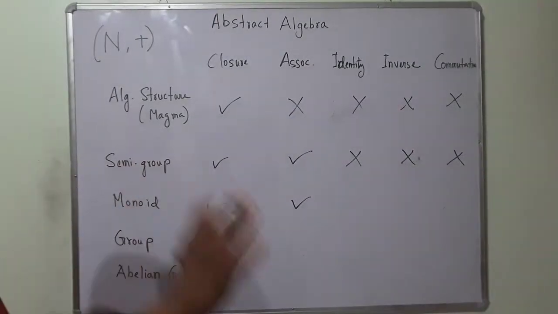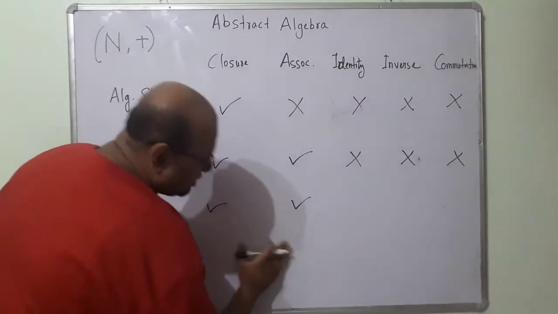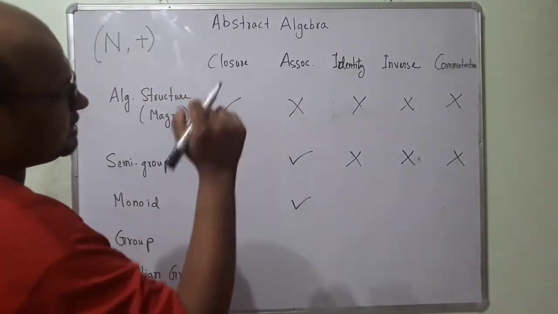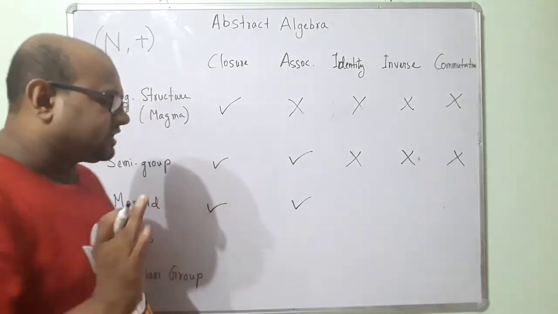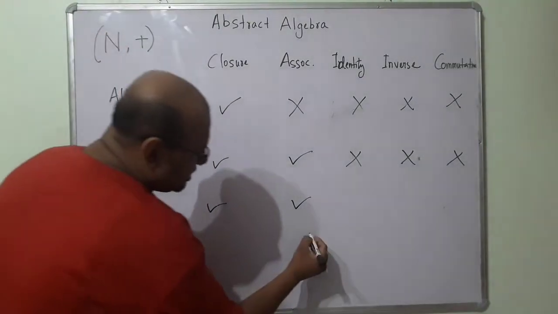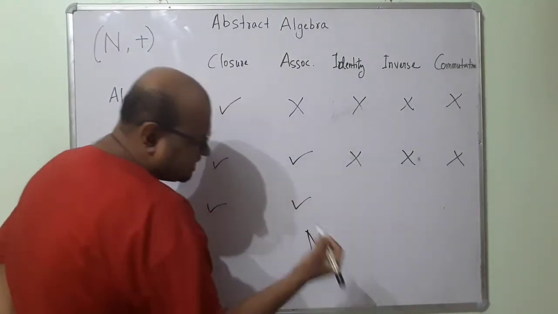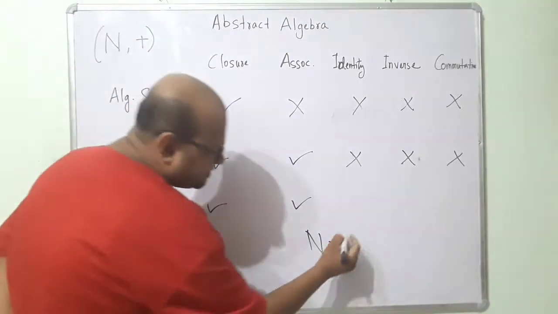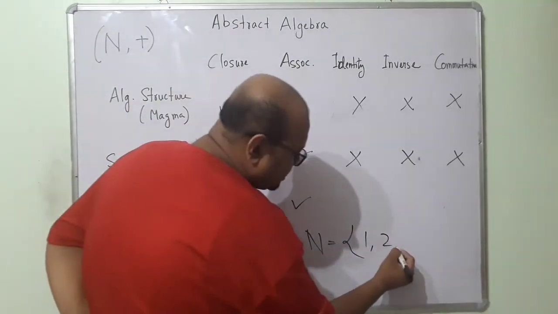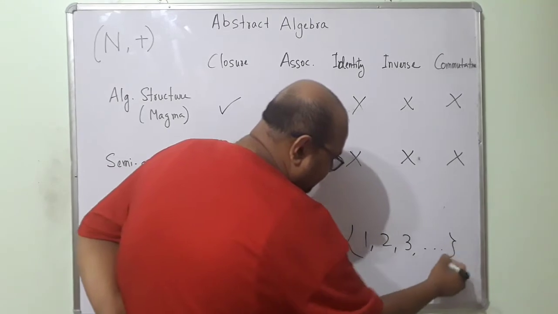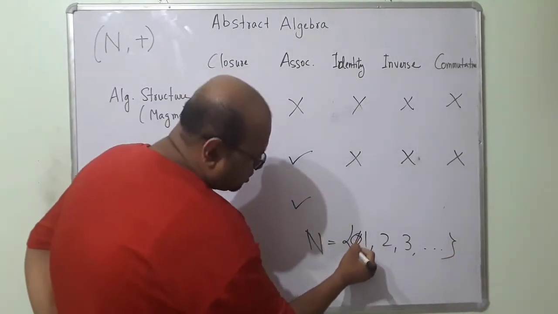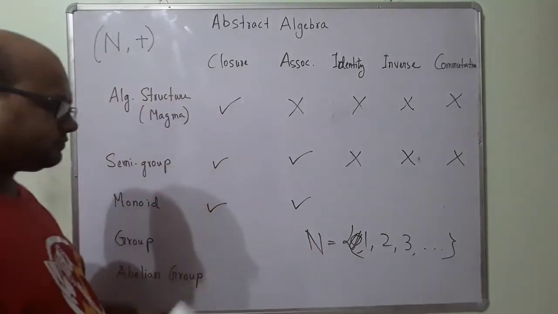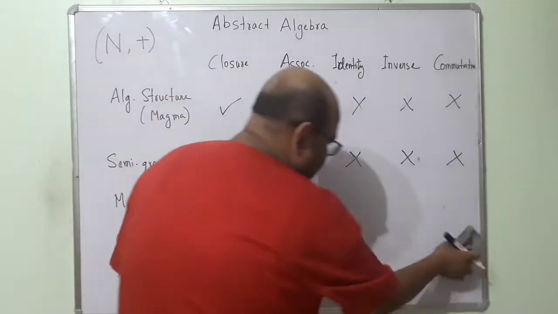So the question is, what is a monoid? In a monoid, does the identity belong to the set? That is the question. Now say the set of natural numbers. In abstract algebra, in this class, I am going to consider the set of natural numbers without 0. 0 is not there. That is my definition.